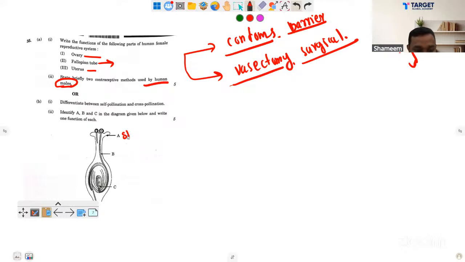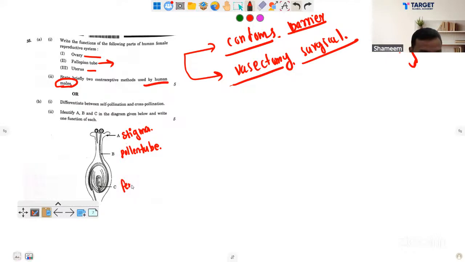Who is A? That is stigma. Who is B? That is pollen tube. This is a previous year question. Most of these questions are previous year. Some questions in section E and some questions in the MCQ part become a little bit difficult. The remaining questions are very, very easy. So A is stigma, B is pollen tube, and who is C?